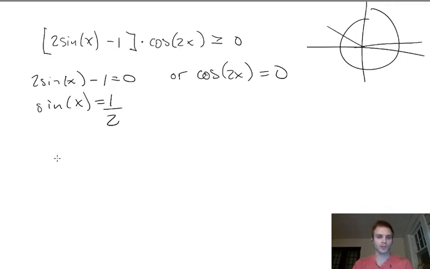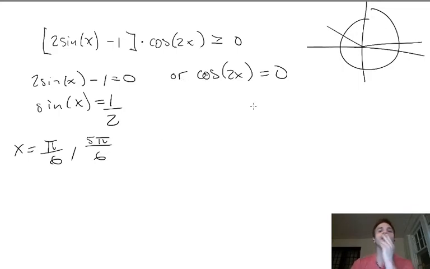So that will give us pi over 6, and 5 pi over 6. Sorry, that's kind of sloppy. That should be closer to there, but you know.